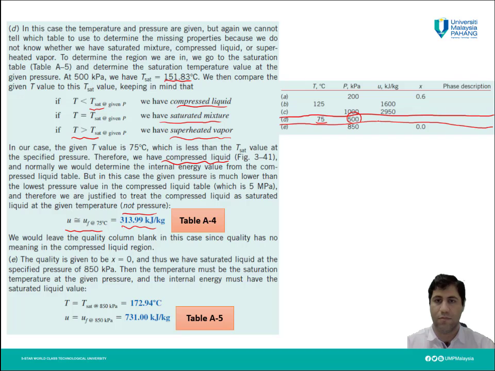Part E, and we also have U here, and X is meaningless in here. In part E, the quality which we have is X, and you can see here that X is 0. It means we have saturated liquid at that specified pressure. X equals 0 means there isn't any vapor in the mixture. So it is saturated liquid.